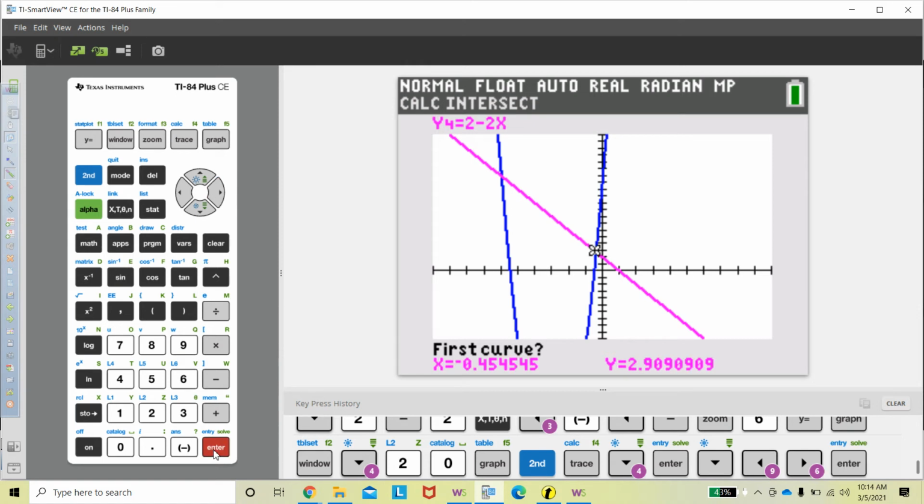Then it says second curve. I'm still near the intersection point. I'm good. Enter. Says guess. Enter once more. So this thing crosses at negative 0.4. That's one of our x values. If we were to go through and factor and solve, negative 0.4.